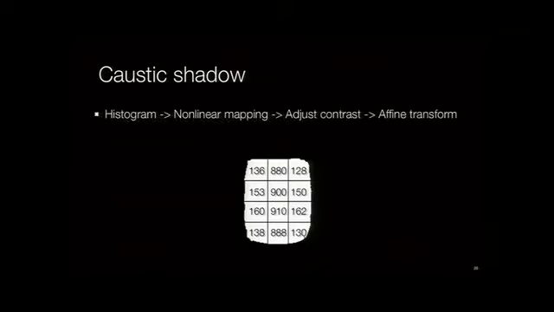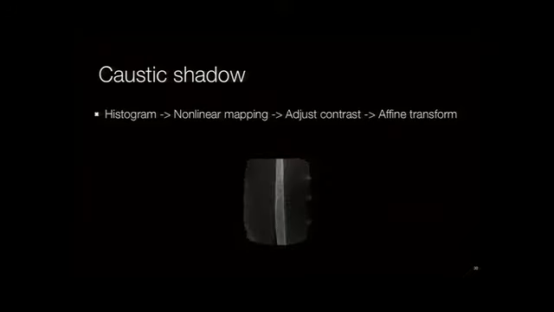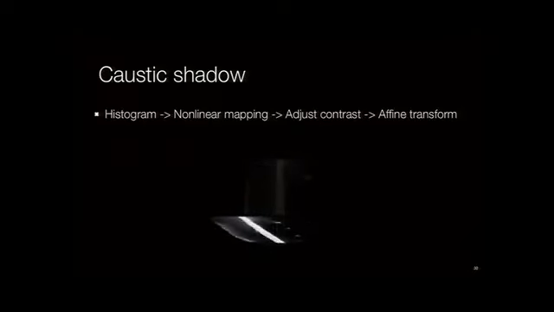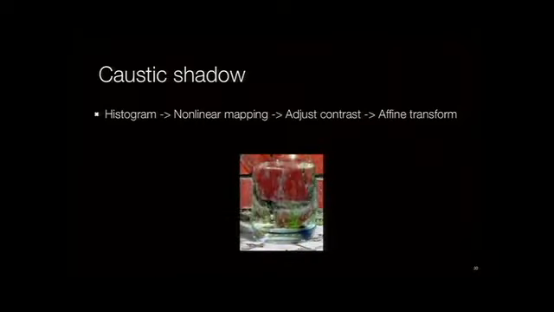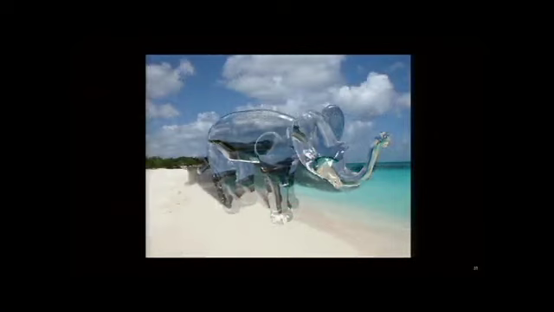After we compute the histogram, we apply nonlinear mapping to make the histogram values fall within the processing range, in our case, 0 to 255. Then we can adjust the contrast to achieve different effects. After that, we apply an affine transform to make the caustic shadow. We can apply different affine transforms to change the shape of the caustic shadow for different effects.